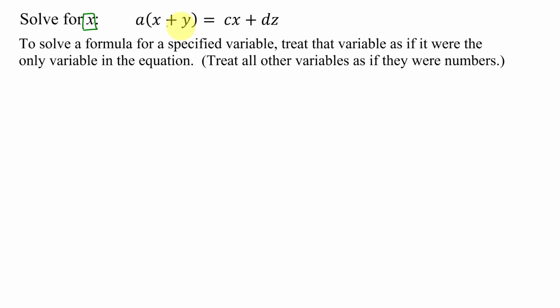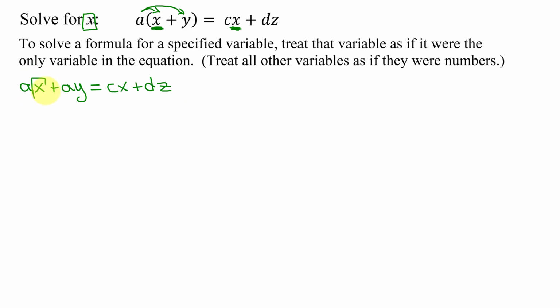Where does x occur in my equation? It occurs here, but it also occurs over here. So the first thing I'm going to have to do is get all my x's on one side. And before I do that, I'm going to have to distribute the a into this parentheses. So I'm going to get a times x, which is just ax, plus a times y, which is ay, equals cx plus dz.